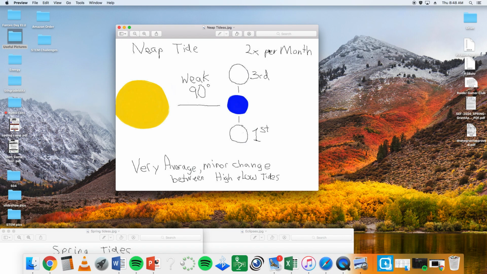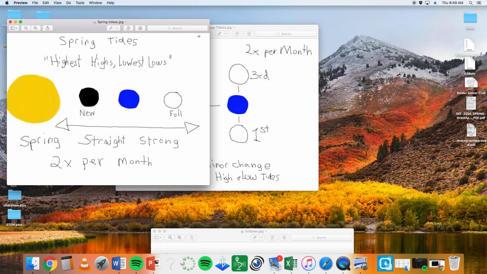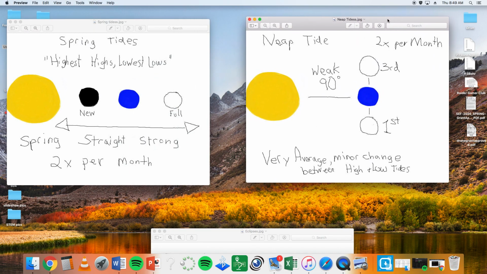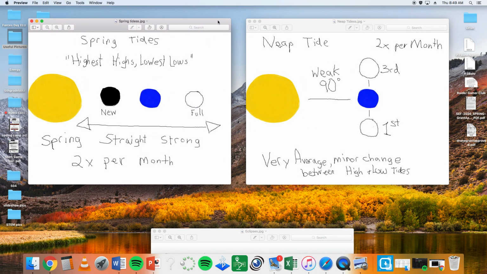Okay, once again, it happens twice a month. It happens during the first quarter and third quarter. And so when I talk about this balance, you're talking about average tides, minor changes between the highs and lows. It's not as drastic when it lines up like a spring tide. Okay, so you can kind of see the differences here between these two slides.